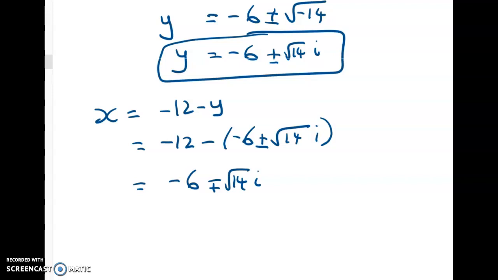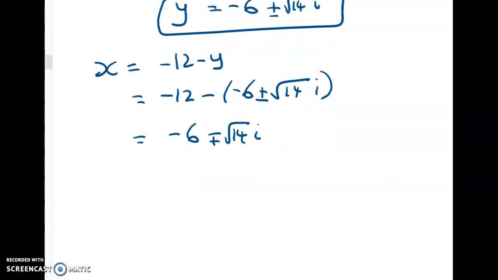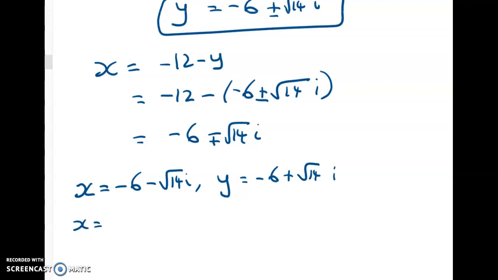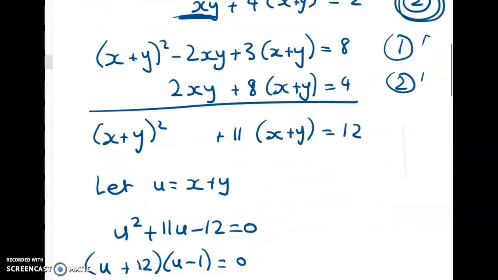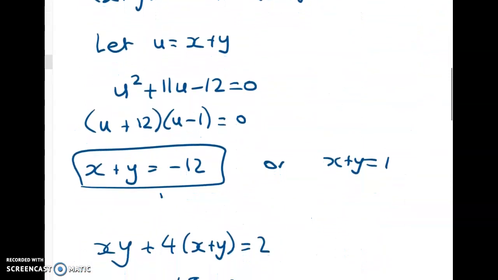So I'm doing that a little bit quickly because I'm figuring if you're watching this video you can process that pretty fast. But let's write down our two combos here so that we're really clear. So we've got x is equal to negative 6 minus root 14 i, y is equal to negative 6 plus root 14 i is the first solution. And then the next one is going to be the other way around. So we're done now with the x plus y is negative 12. Let's go back up here and see what's left. All right, well, we've got our two solutions, so that one's done. And now we've got x plus y equals 1.